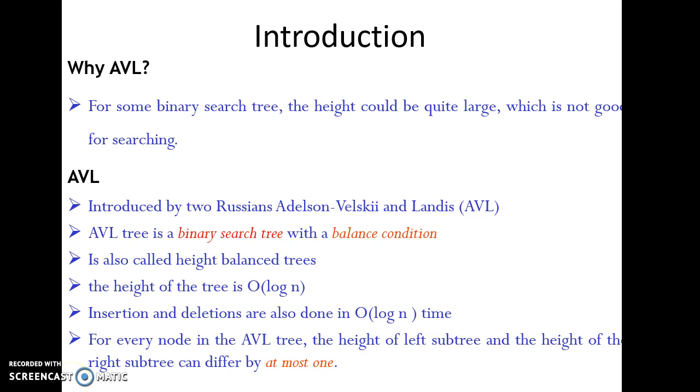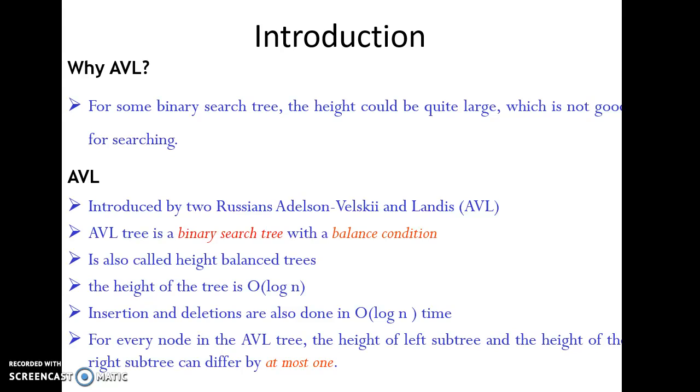This concept was introduced by two Russians, Adelson-Belsky and Landis. Hence, it is named AVL tree. So an AVL tree is a binary search tree with a balanced condition. It is also called a height balanced tree. The height of the tree is O(log n). Insertion and deletion are also done in O(log n) time.